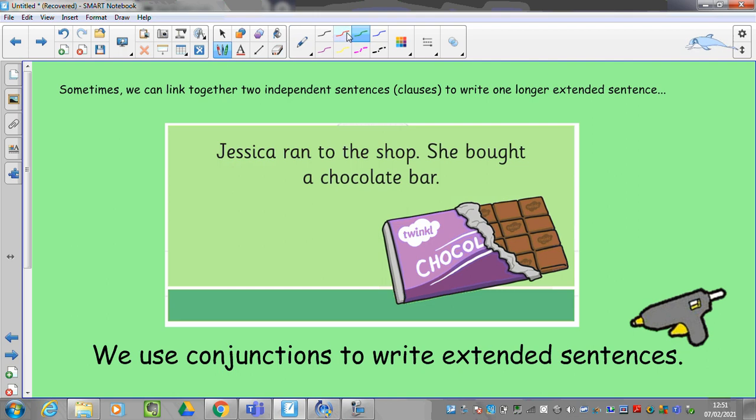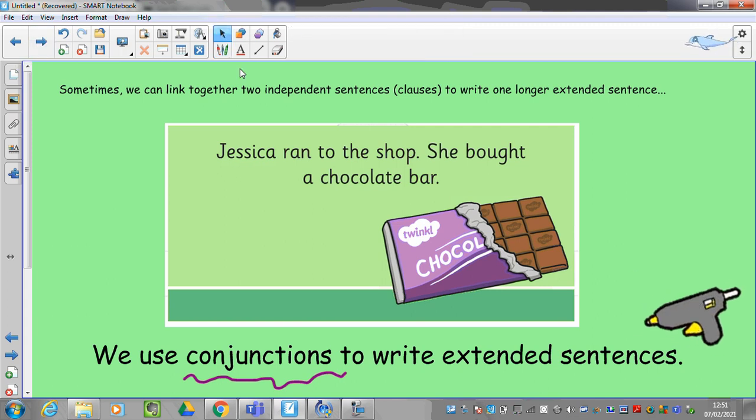to write extended sentences, this word over here, conjunctions. Now I want you to have a go at saying that word. I say conjunctions. You say, good job. We say conjunctions. Fantastic. Now let's find out what the conjunction 'and' does. I'm going to be using our conjunctions to glue.